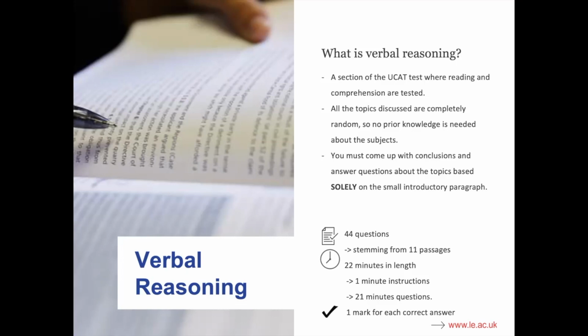In terms of the structure of the questions, there's going to be 11 pieces of text, each with 4 questions that you're going to need to answer about the passages. This gives you a total of 44 questions. You have 1 minute to read the instructions on the day of the exam, followed by 21 minutes of answering questions. In terms of question timing, this works out to 2 minutes to answer the questions of a text. This is just under 30 seconds per question. You will be awarded 1 mark for each question that you get correct.